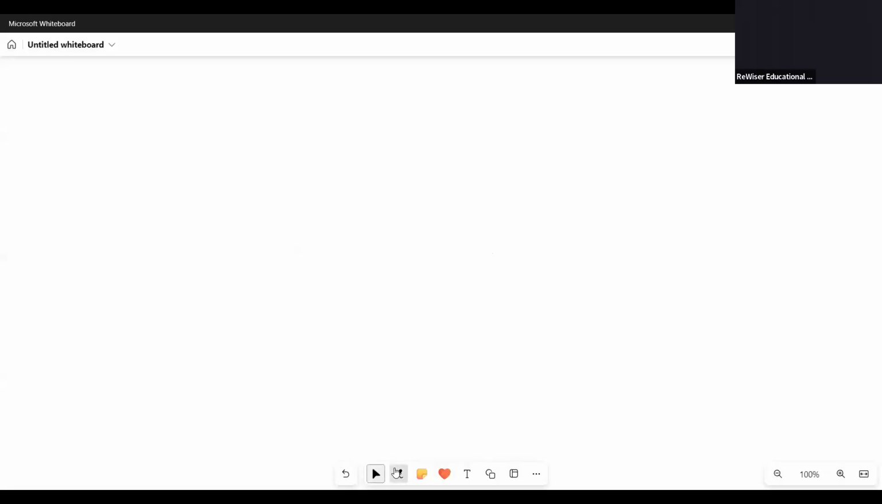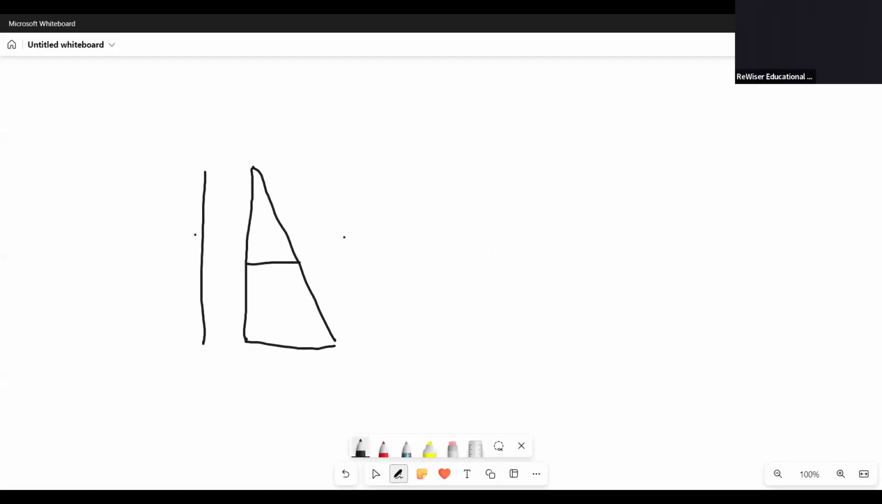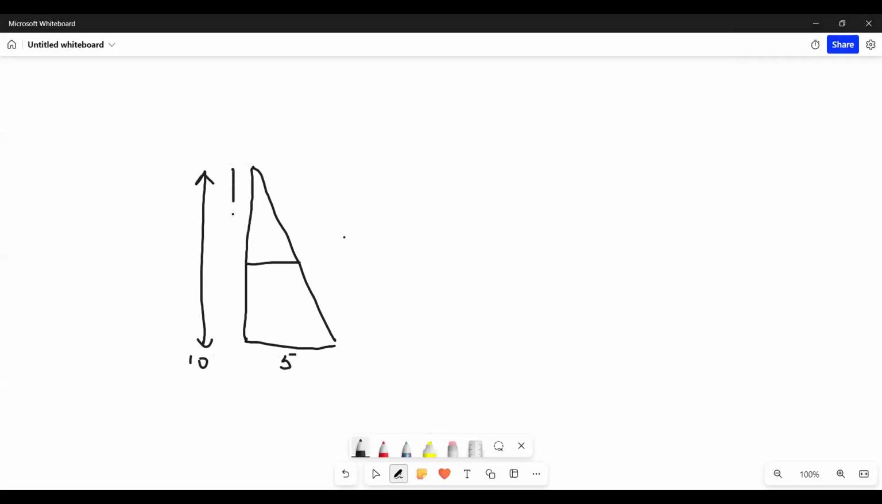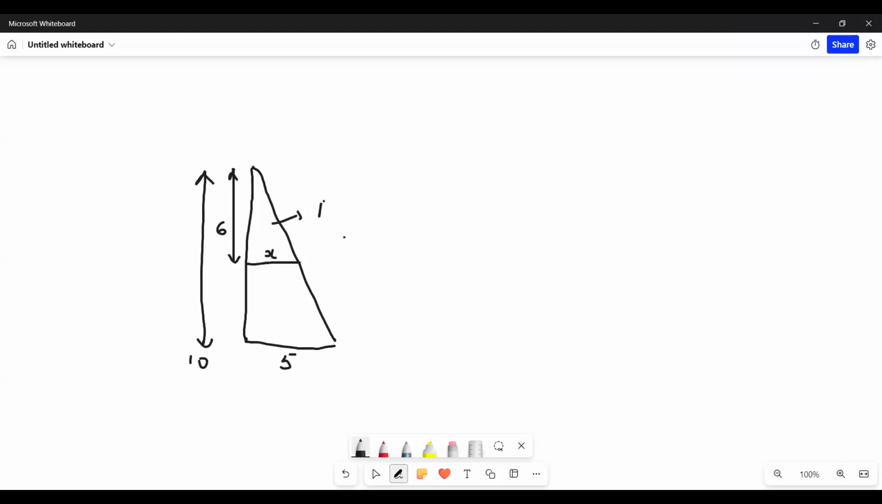Now, again, there are two triangles which are similar. In this case, the triangle is like this. I said that the total length here is 10. This is 5. The length here is, say, 6. So what should be x here? And what should be the area of this?